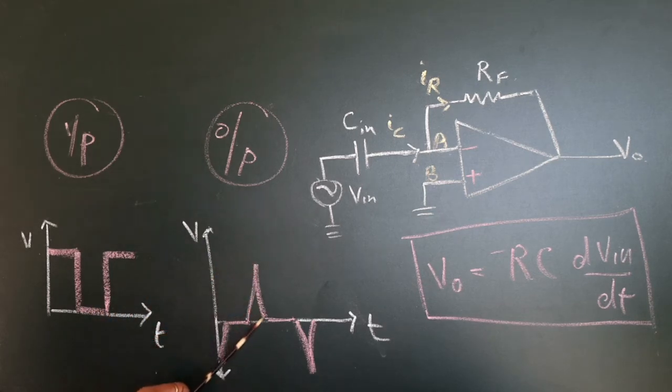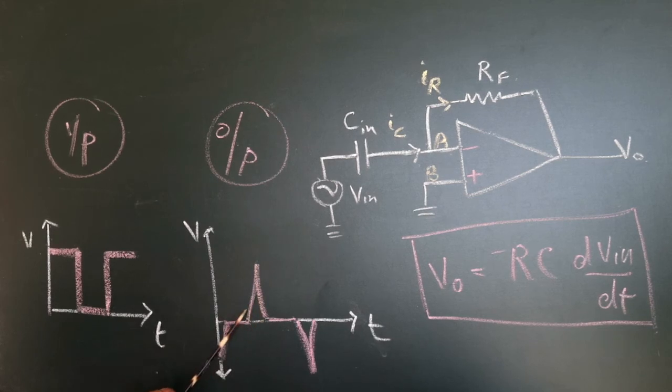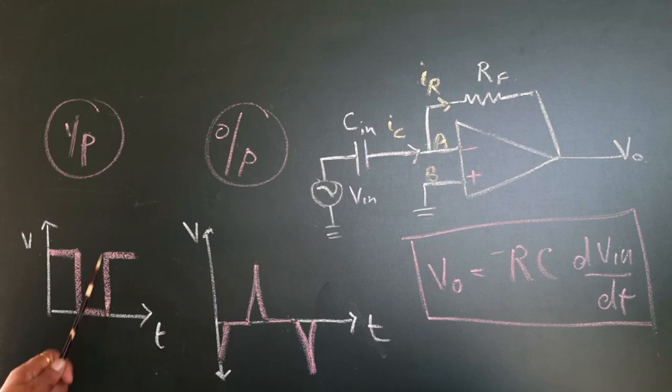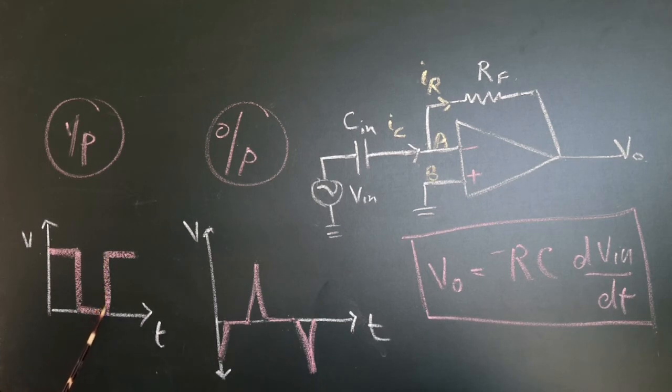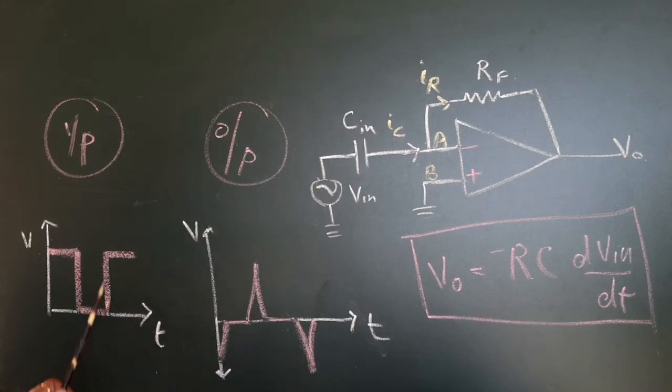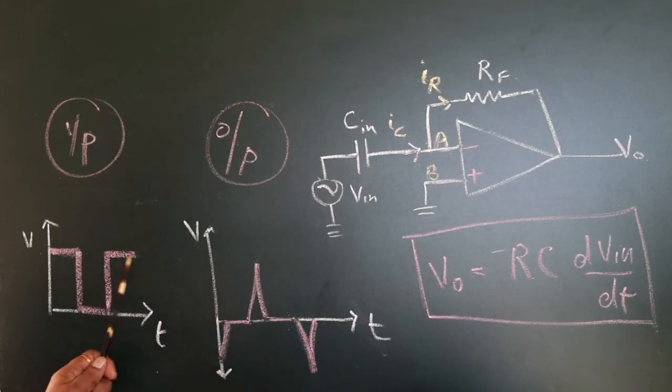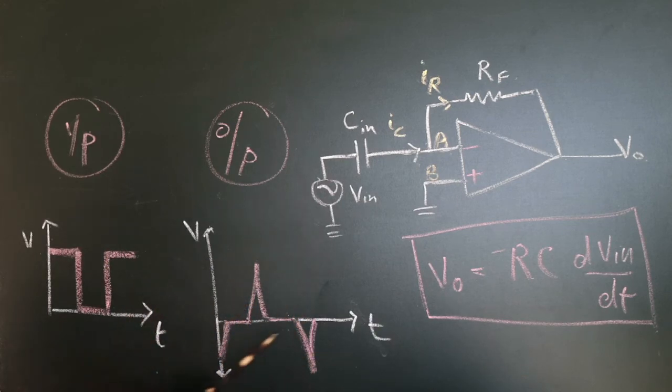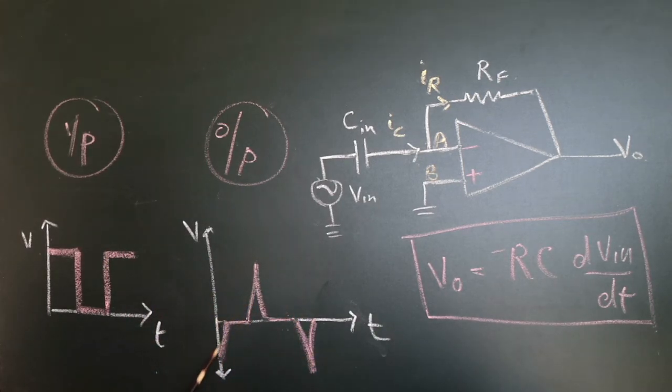It's a constant voltage, so your output will go to 0. But that fall of capacitor voltage will appear somewhat like a spike. It will remain 0 till this moment. Then from here onwards, you can see that it increases sharply. So there is a dV in by dt, and it will appear as a ramp voltage. Then it will again fall off suddenly to a constant voltage. So finally, what you get is something like a spike at the output.